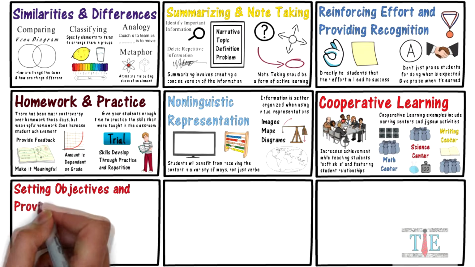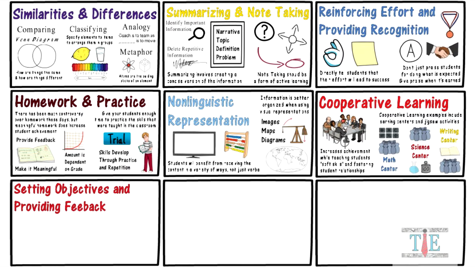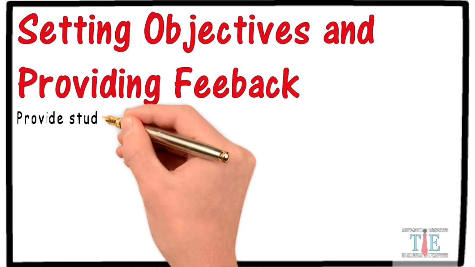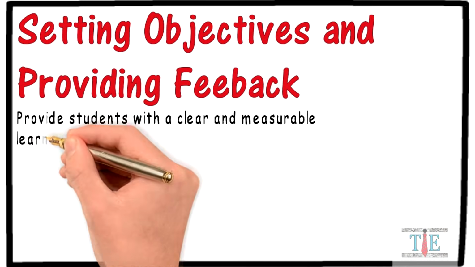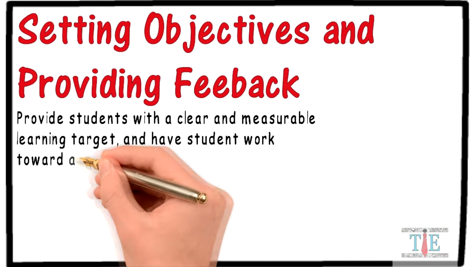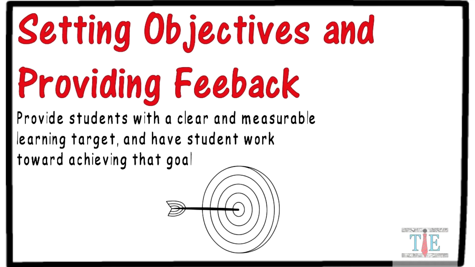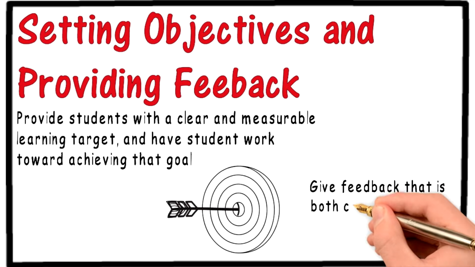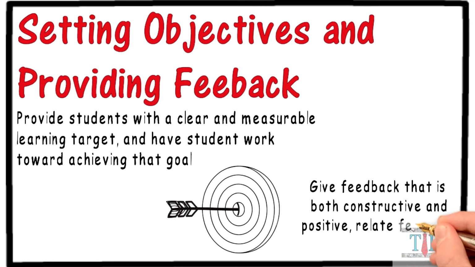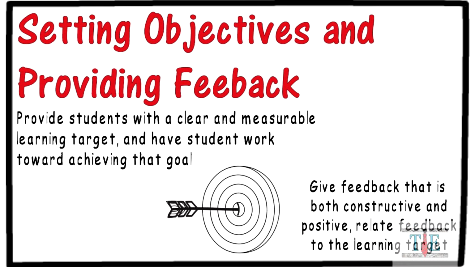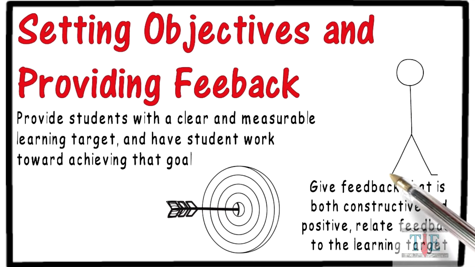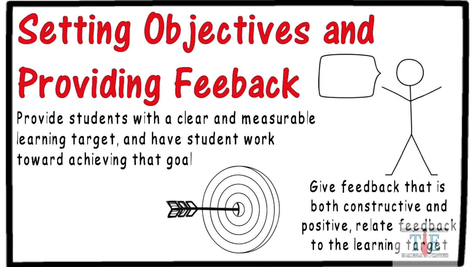The next instructional strategy is setting objectives and providing feedback. Provide students a clear and measurable learning target, and have students work towards achieving that goal. Lesson targets are the first step toward learning. They set classrooms in the right direction. Give feedback that is both constructive and positive. Relate the feedback to the learning target. You have to let students know what they are doing right and what they are doing wrong, or else how can you expect them to learn?